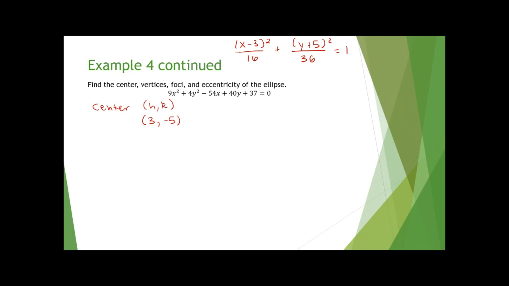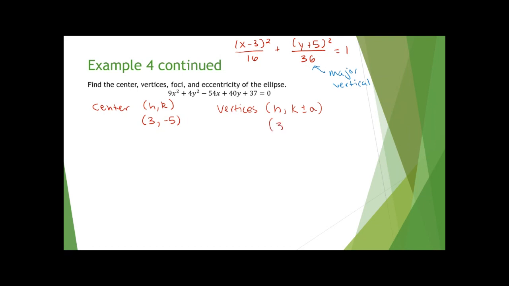Now the vertices. We have to figure out first, is this a horizontal or a vertical ellipse? So the bigger number is under y, which means this is a vertical ellipse. So that will tell us which formula we use for the vertices. That means we're adding to the vertices. So we have h comma k plus or minus a, because for the vertices, you add a to them.